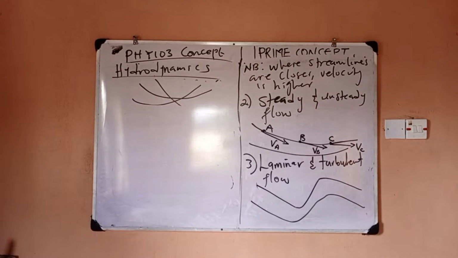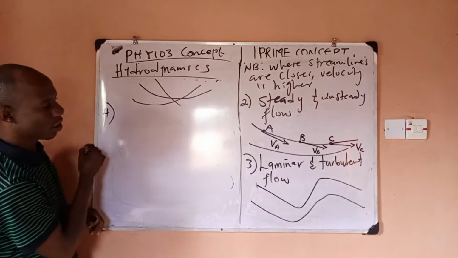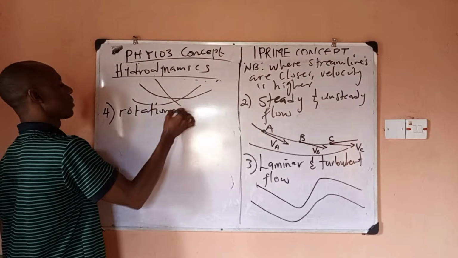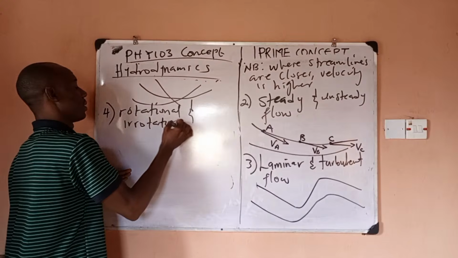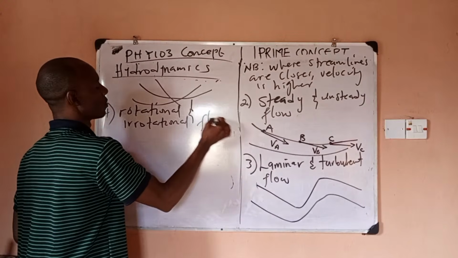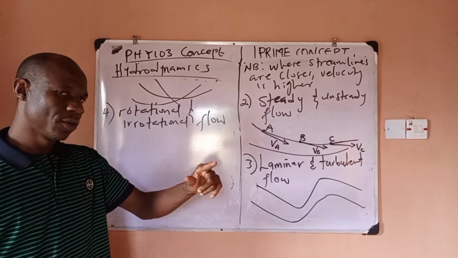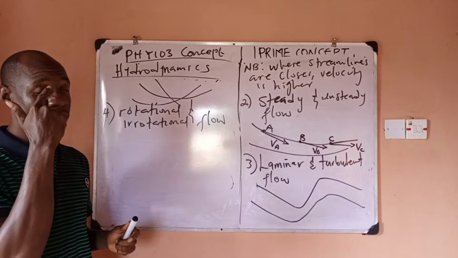All right, thank you. Now, number 4 is what we call rotational and irrotational flow. So a fluid flow can be rotational. A fluid flow can also be what? Irrotational. So when is a fluid flow rotational?